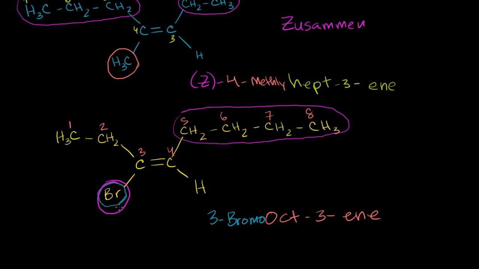So this is the higher priority functional group right over here. Now, if we're deciding whether it's Entgegen or Zusammen, we see that our higher priority groups are apart. They're on opposite sides of the double bond. This one is on top. This one is below. We are apart. So this is Entgegen, or we would write E. This is E-3-bromo-oct-3-ene. And E is, just as a bit of a refresher, for Entgegen, a word that I enjoy saying. Entgegen. There you go.